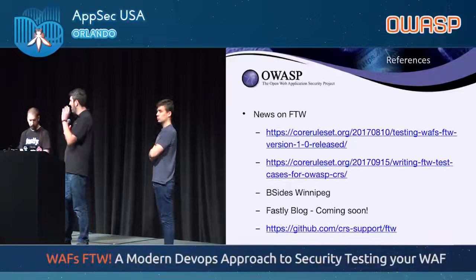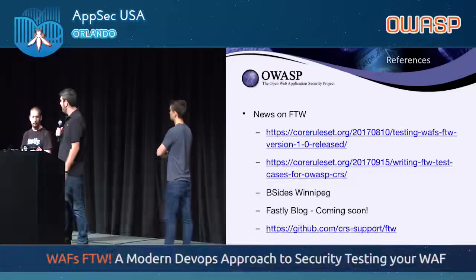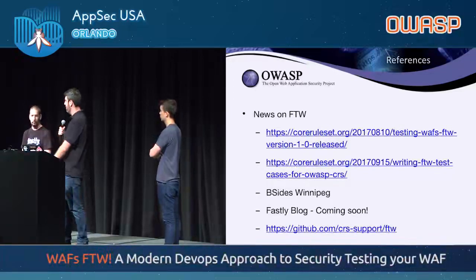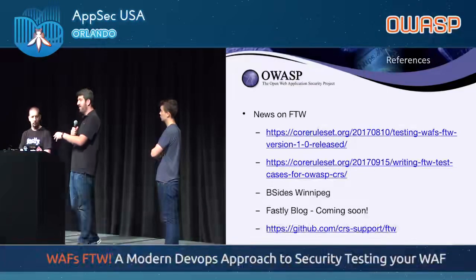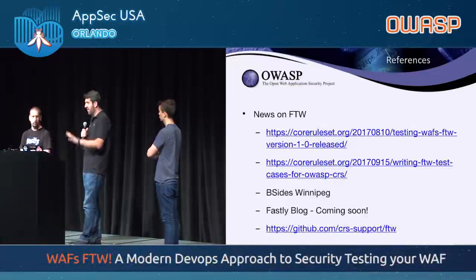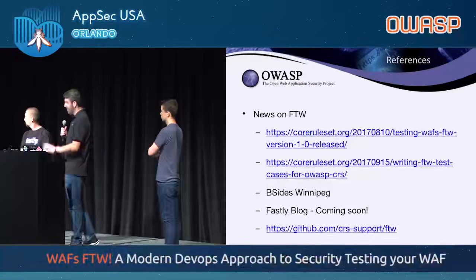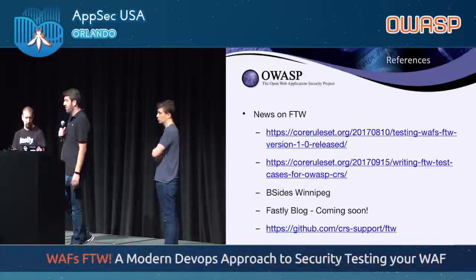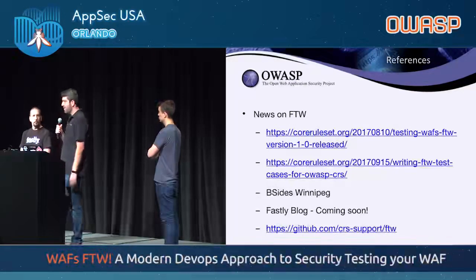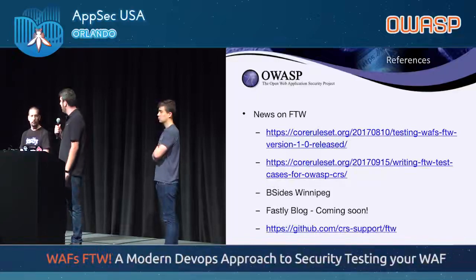And of course, we have the FTW repo, which is currently hosted on CRS-support. That's a fork of the Fastly version as well, so you can find it at either place. It's available right now, and you can go look at that code. It's functional. You can also just pip install FTW, which is kind of amazing that we got that.